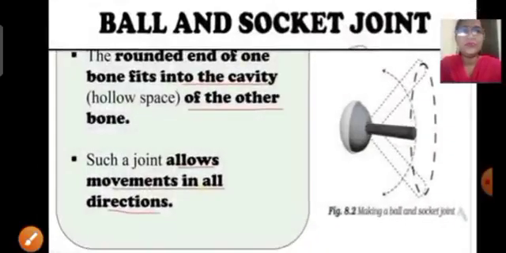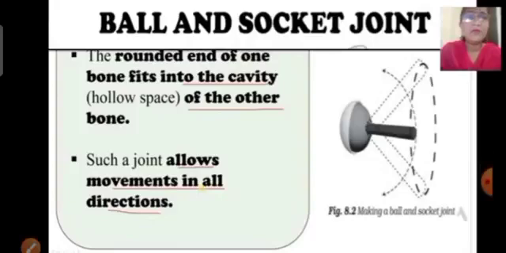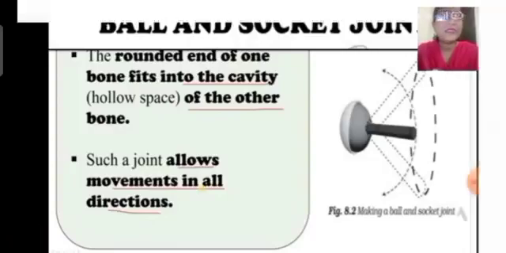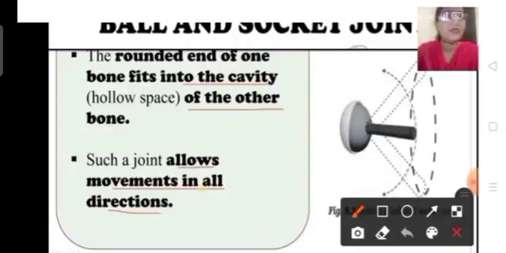So children, first we will study the ball and socket joint. In a ball and socket joint, the round end of one bone fits into the cavity, or hollow space, of the other bone. Children, here you can see an example, shown so I can explain this one to you.